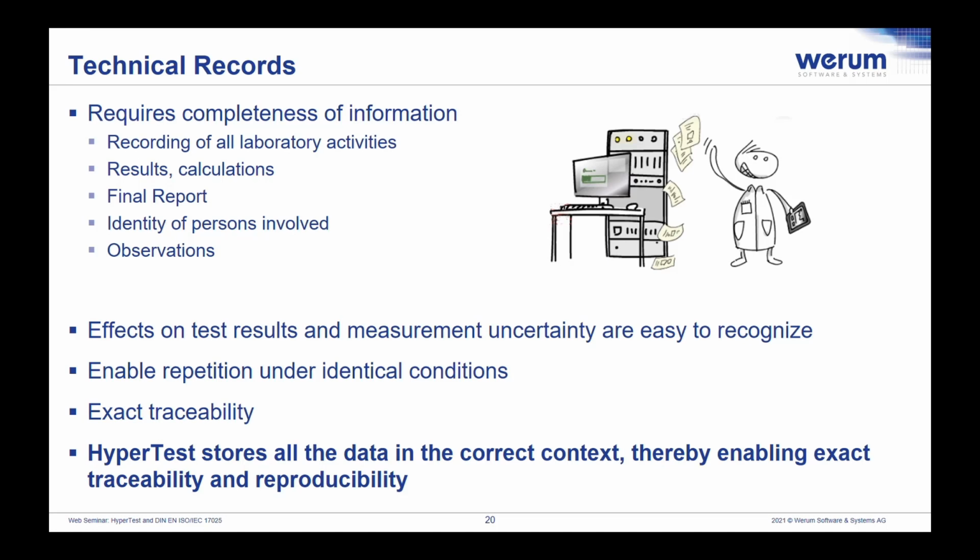As it stores all those pieces of information in their correct context, HyperTest ensures that the report or technical document, respectively, contains all the required details. The demanded planning of a repetition under identical conditions and the exact traceability too belong to the core functionality of HyperTest.